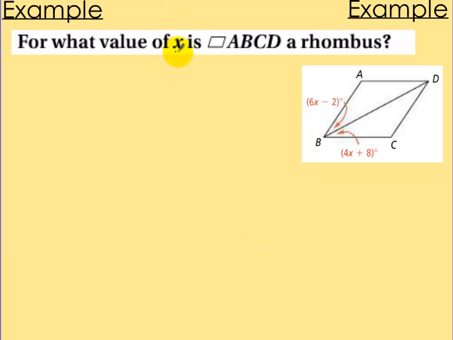Alright, for what value of x is the parallelogram ABCD a rhombus? So for parallelograms, we've got the diagonal here. The diagonal has to be bisecting this angle. So set those expressions equal to each other. 6x minus 2 equals 4x plus 8.